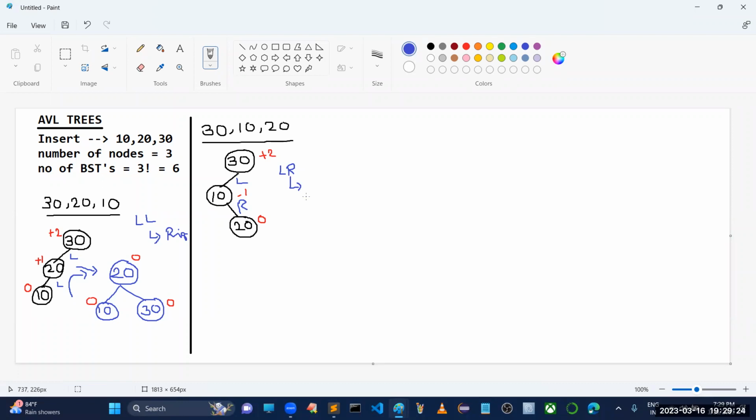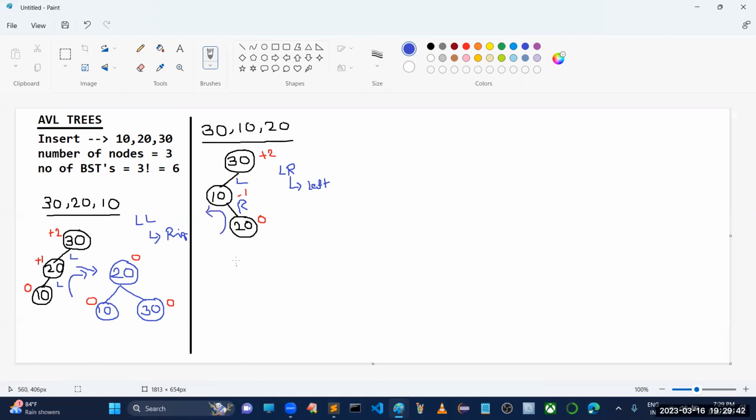What is the first rotation we have to do? Sir, first we have to do left rotation. If you do left rotation, what will happen? That one was right rotation, so this one will become left rotation. This one is right rotation.